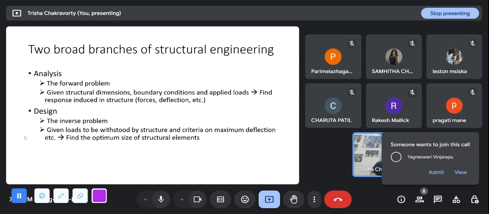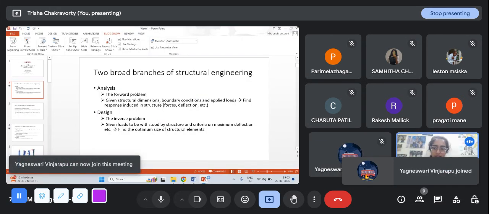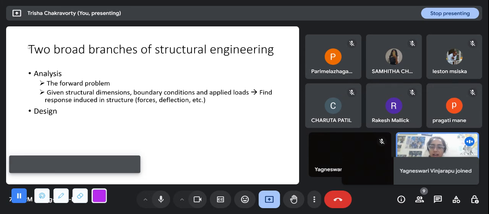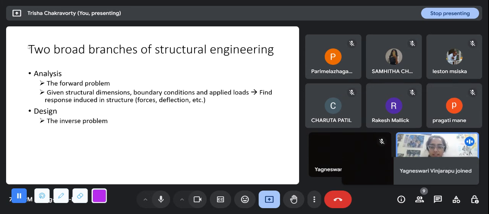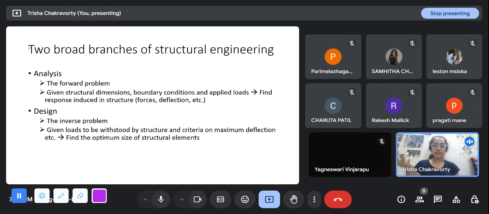It is one of the most important courses in civil engineering. In an undergraduate curriculum, analysis is one of the most basic courses, and design you will probably get to next year. In India and in the world, there are two main materials that are used, concrete and steel. So there will be a course on concrete design next year and one on steel design.